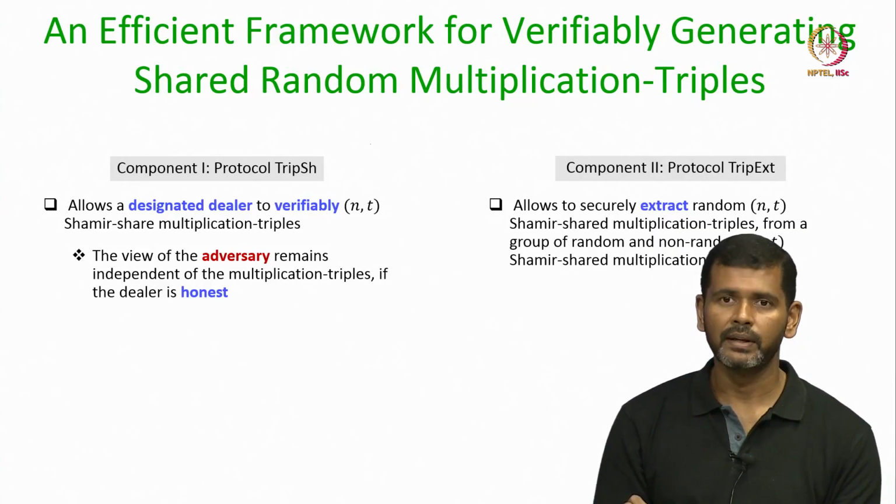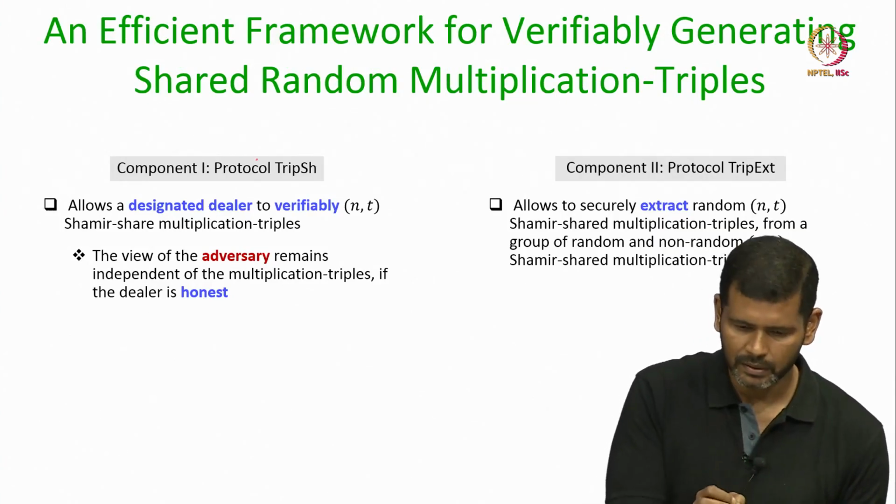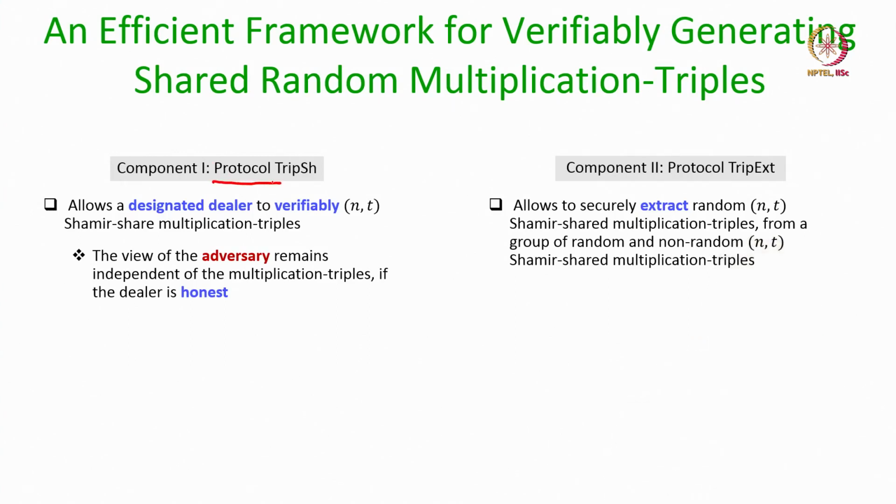So, just to quickly recap, the framework requires two protocols. The first protocol is the triple sharing protocol, which allows a dealer to secret share multiplication triples, where if the dealer is honest, then its multiplication triples remain private, unknown to the adversary, and the verifiability guarantees that even if the dealer is corrupt, it has secret shared multiplication triplets and not arbitrary triplets.